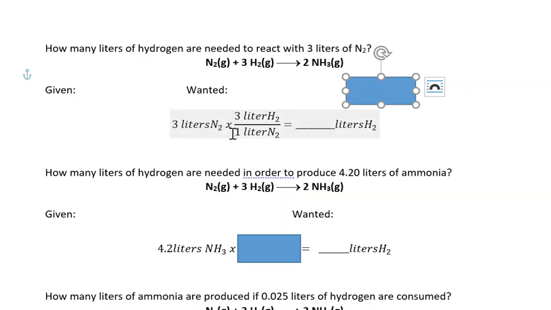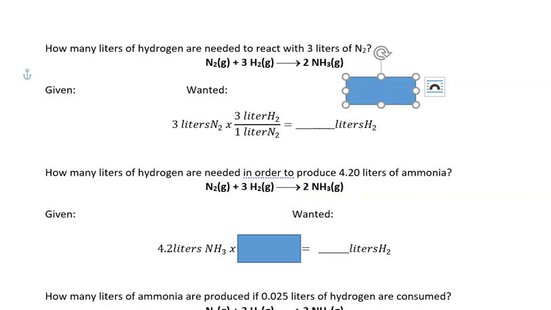3 times 3, 9, divided by 1 is 9, so I have 9 liters of hydrogen. I just want to point out that 1 liter of nitrogen would not be the same thing as 1 mole of nitrogen. 1 mole of nitrogen actually has a volume of about 22.4 liters, so 1 mole of nitrogen has a much larger volume than 1 liter. I'm not trying to say that liters and moles are in any way the same thing. I'm just saying that you can use volume as a stoichiometric coefficient, just like you can moles.